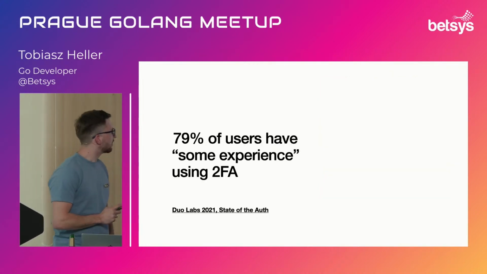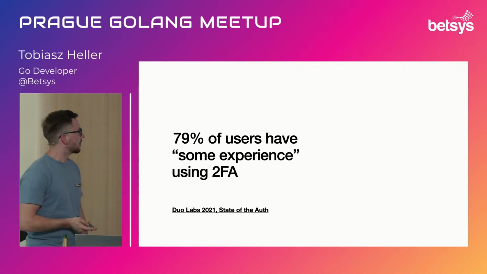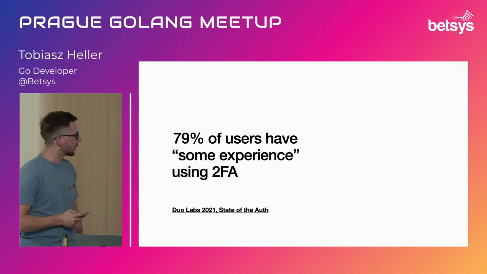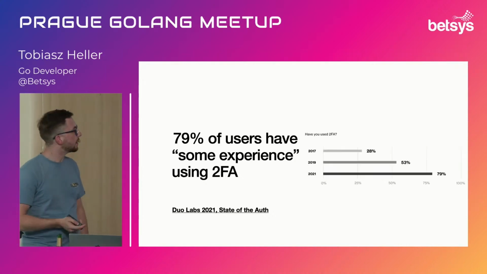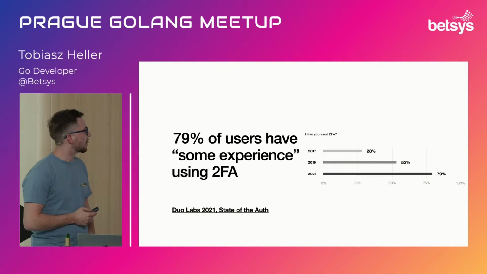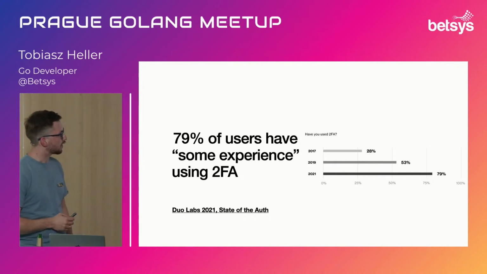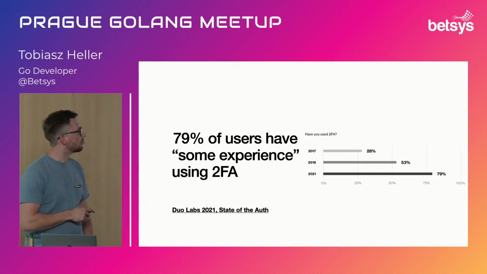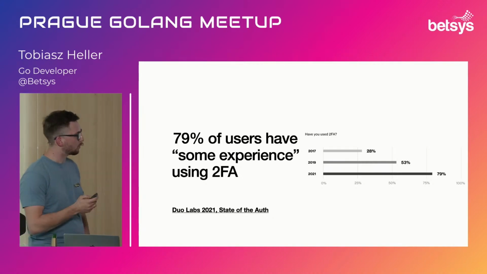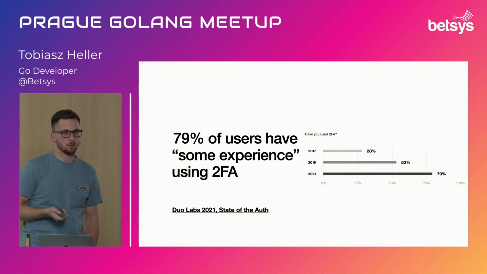And this is actually a good slide here, because 79% of users had some experience using a second factor. This is from the report from 2021. And here is a graph showing whether you have experienced some kind of second factor during past years. In 2017, it was only 28%. So right now it has increased. So people at least know about the second factor somehow.